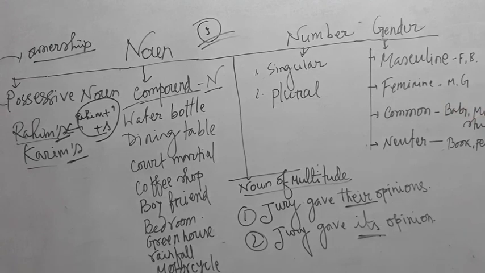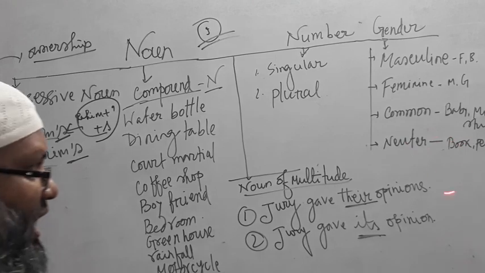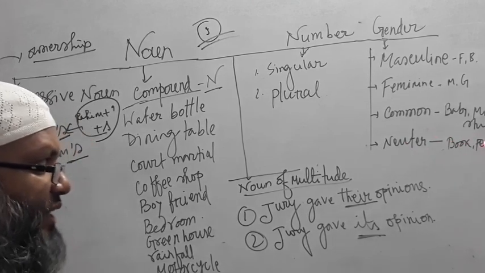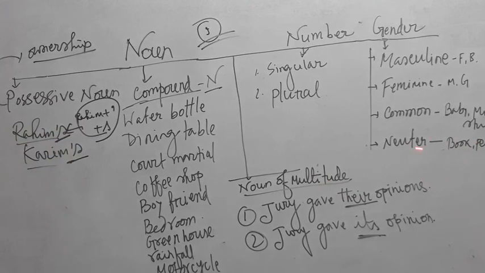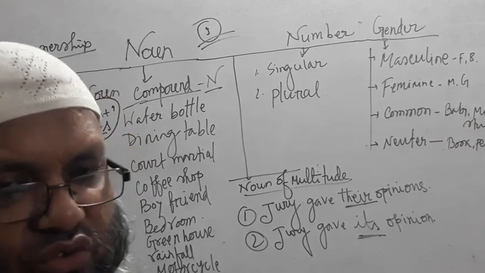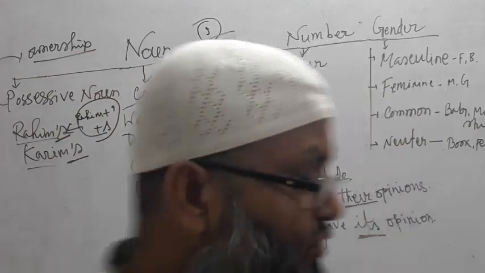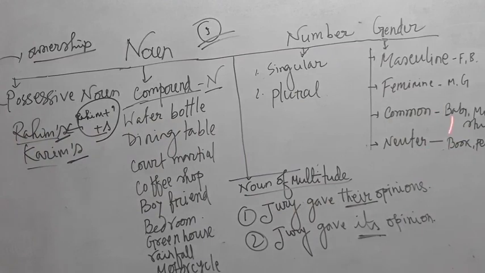Teacher means it may be male or female. Students also male or female. That's why they are common. And the last one, neuter. You know neuter. What is neuter? The word that means the name of things that have no life. Then it will be neuter. Book, pen, pencil, furniture, table, pens, and other things. The names of other things also mean neuter. Those are the things which are related to gender, and gender is also related to noun.